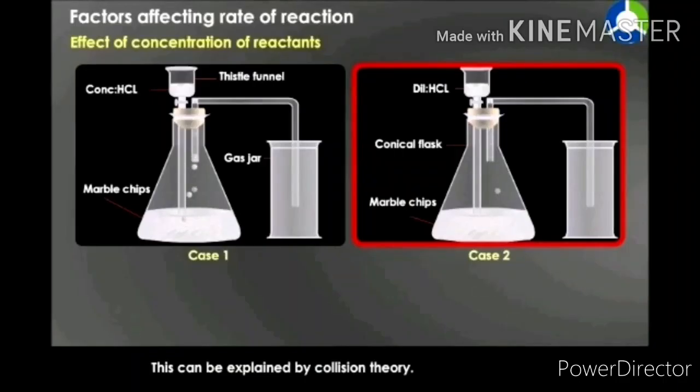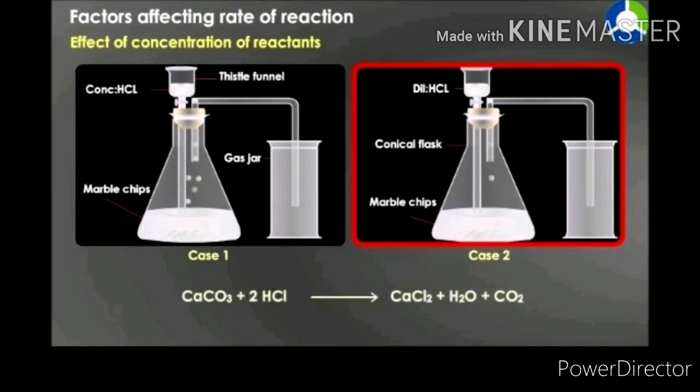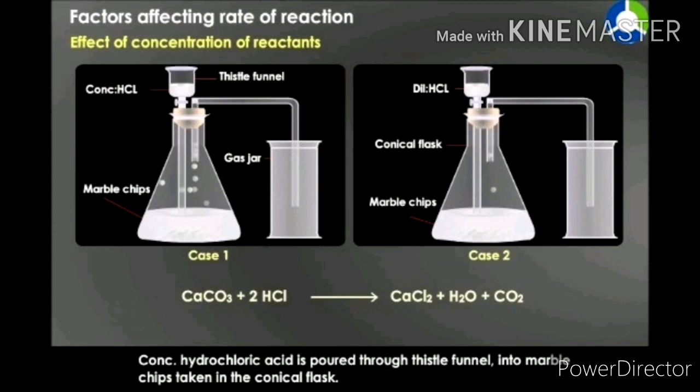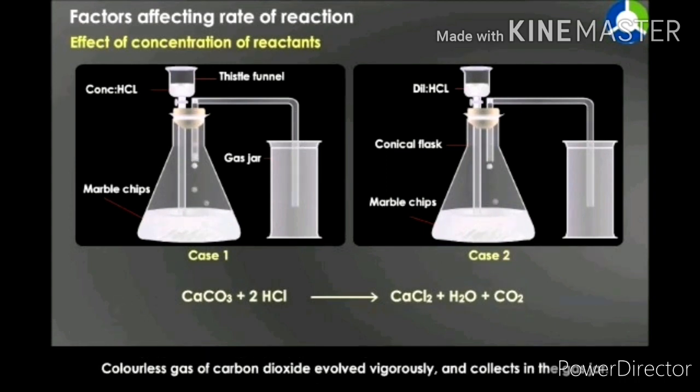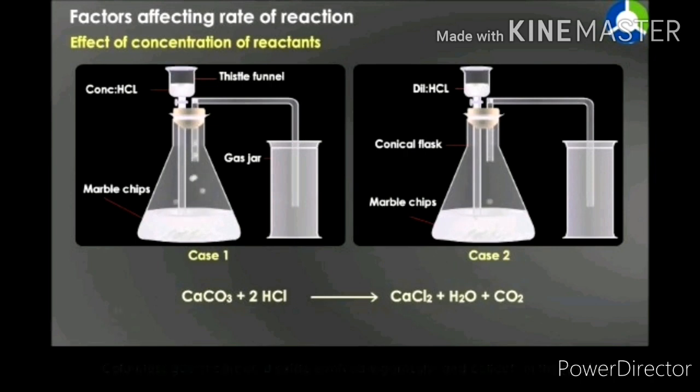Now let us understand the effect of concentration of reactants on the rate of a chemical reaction. Let us perform a simple experiment in which hydrochloric acid is poured on marble chips. So you can see two cases, case 1 and case 2. In case 1, concentrated hydrochloric acid is poured through thistle funnel into marble chips taken in the conical flask. Colorless gas of carbon dioxide evolved vigorously and collects in the gas jar.